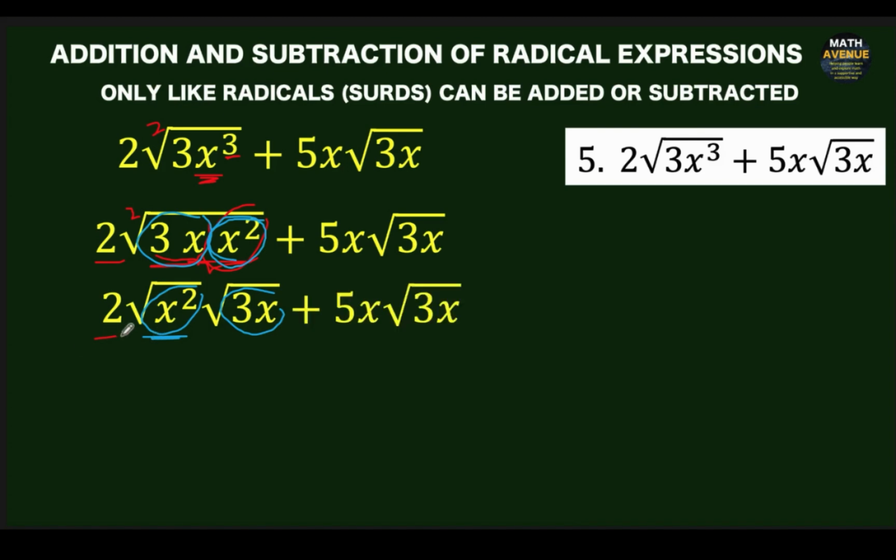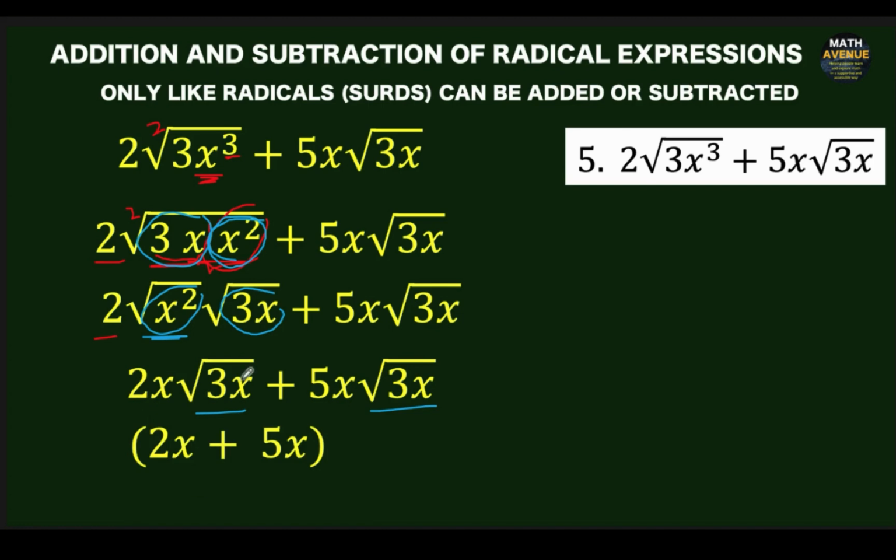Copy the rest. So, the simplified form here is 2 times x. Then square root of x squared is x. And voila, we now have like radicals. It's magic. So all we have to do is add 2x plus 5x and copy the common factor, square root of 3x. Then 2x plus 5x is equal to 7x. And the final answer is 7x times the square root of 3x.